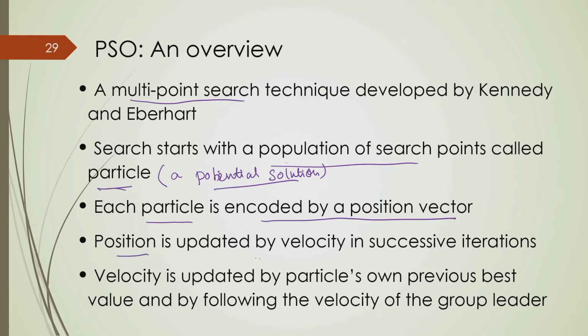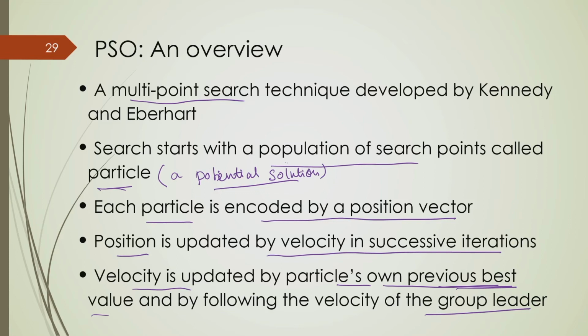Then this position vector will be updated by the velocity in successive iterations, and this velocity is finally updated with two equations that I am going to show you in the next slide. One is called the velocity updation equation, another is called the position updation equation. The velocity updation equation is done by considering the particle's previous best value and a group leader based value, or the global or the group based value.